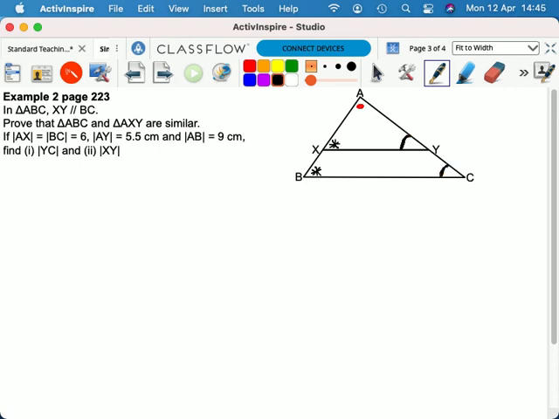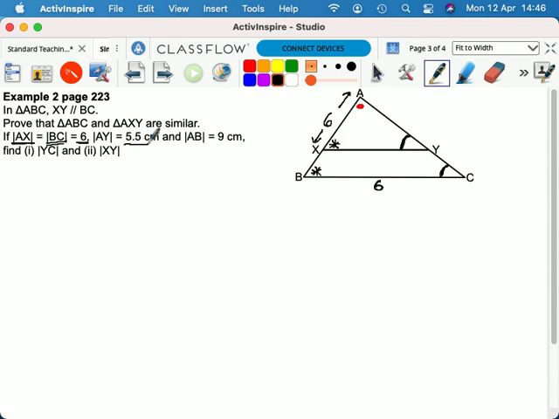You get marks for putting anything correct at all. So here it says AX is equal to 6. So AX is equal to 6. There's AX. So AX is equal to 6. It says BC is equal to 6. So this length down the bottom is also equal to 6.